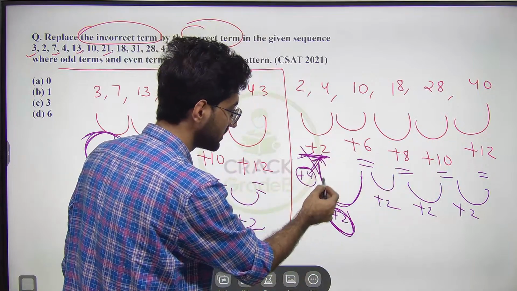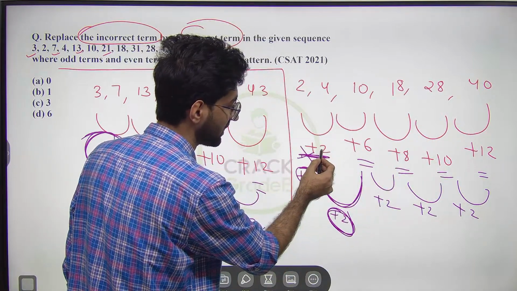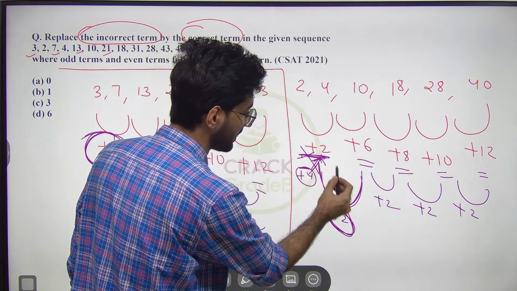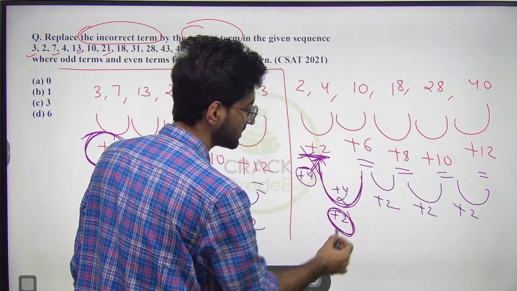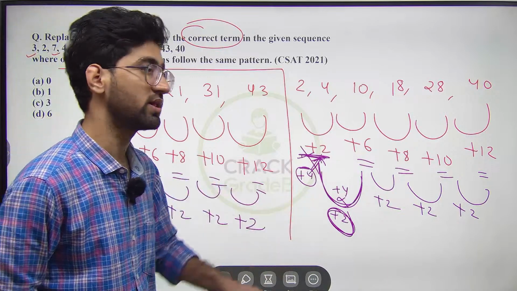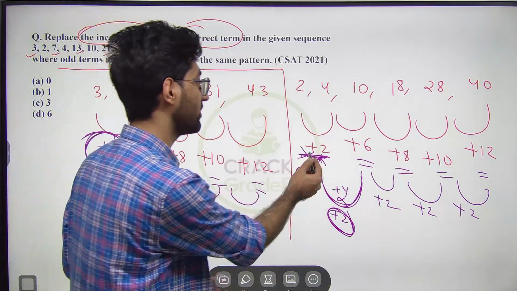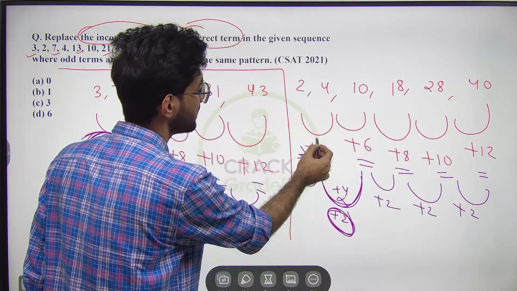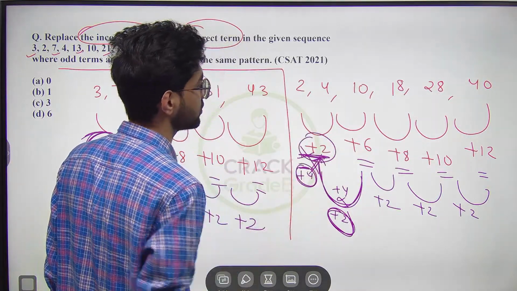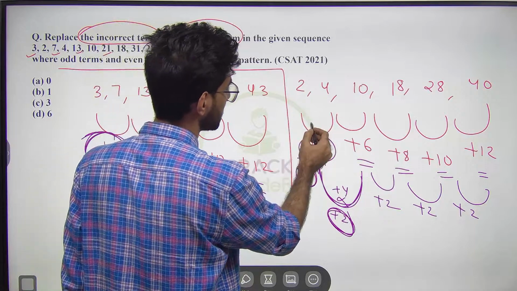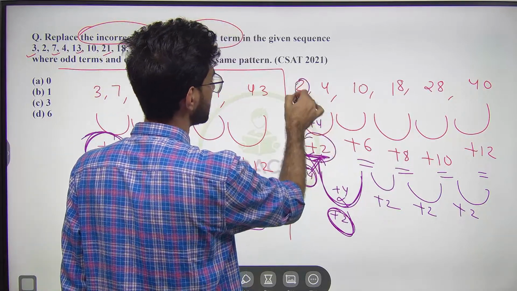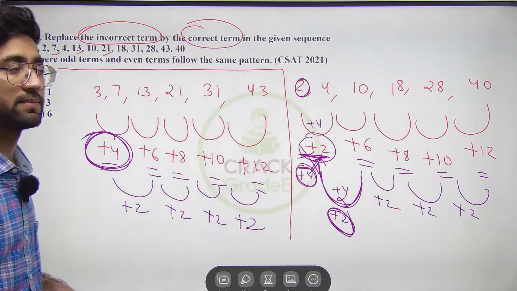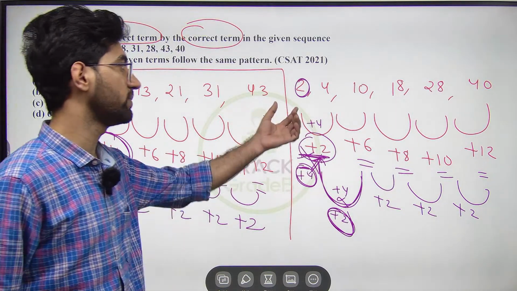Why? See, if you write plus 2 here, then you will write plus 4 next. But that thing is wrong, right? That thing is not correct. Okay? So what should be here? Here plus 4 should be there. At this place, plus 4 should be there. And if plus 4 is there, so basically this number should be 0. This number should be equal to 0.